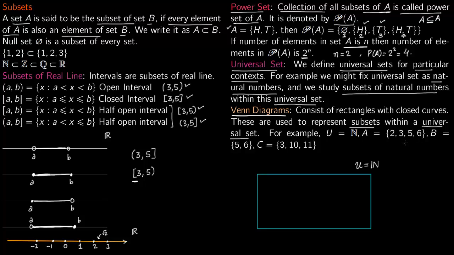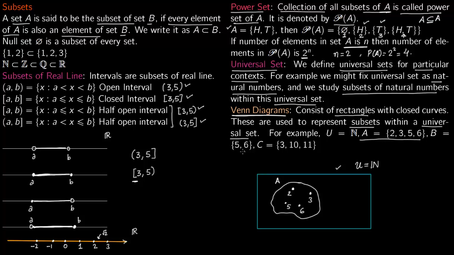Then we have set A inside it, and set A has elements 2, 3, 5 and 6. So let us draw set A first. Say set A is something like this. So this is a closed curve. Venn diagrams consist of rectangles, this is a rectangle and a closed curve. So we have drawn a closed curve A. We are saying it has some elements in it. So it has element 2, element say 3, element 5 and element 6. So we have drawn set A.